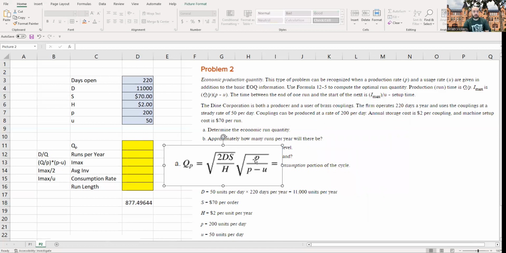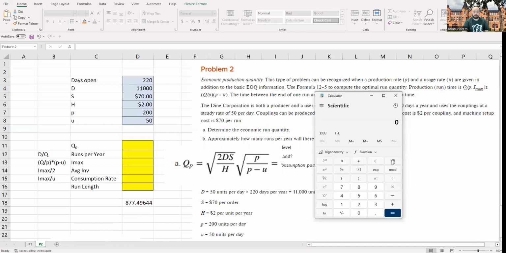All right, now we want to find the square root of P divided by P minus U. P is how much production we can do in a day. So we can do 200 in a day. So P is 200 divided by, open my parentheses, 200 minus 50, close my parentheses, hit enter.